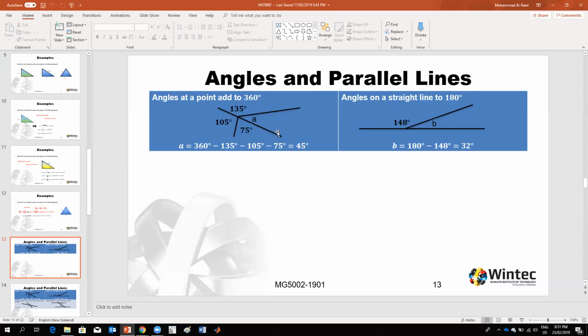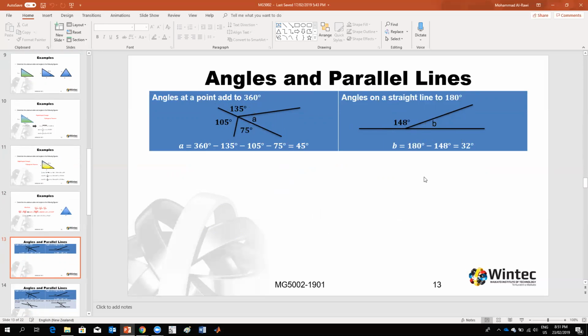These are very important relationship to know, like angles at a point add to 360 degrees. So we know like kind of a circle, 360 degrees. So if we know a couple of the angles, then we can determine the other one by subtracting the summation of these three angles from the 360 degrees, and we find the angle is 45 degrees. Angles on the straight line add to 180. So again, it's 180 the total angle minus 148 degrees will give you 32 degrees.